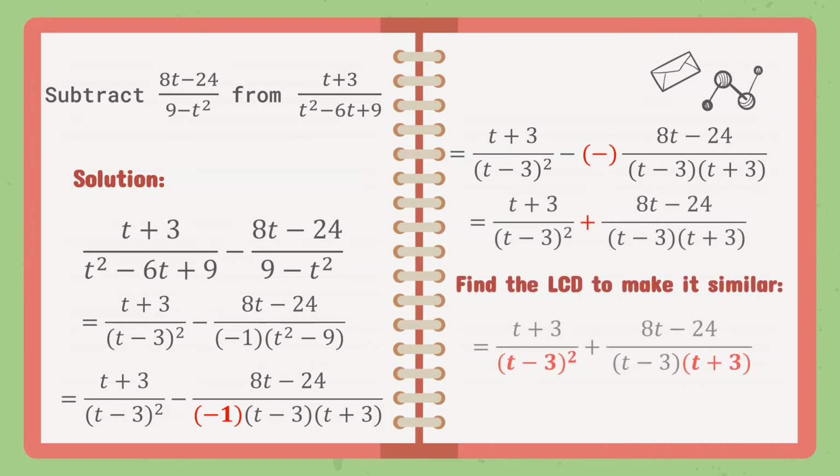Next, we are finding the LCD to make our expressions similar. Take note that we can directly see what the common denominators are, and those are the quantity of t minus 3 squared and the quantity of t plus 3. So these are the two factors that we have.